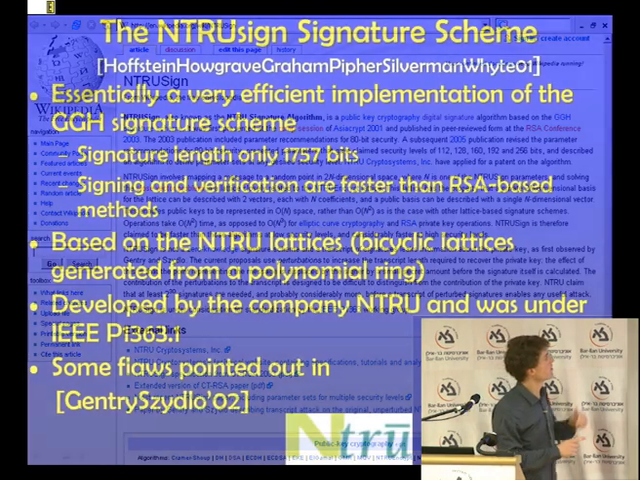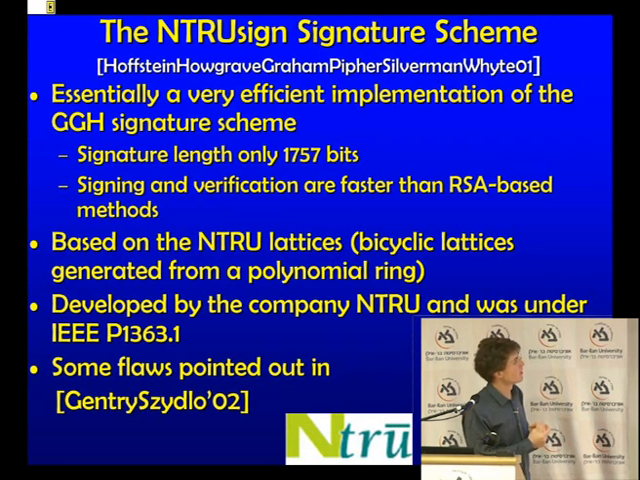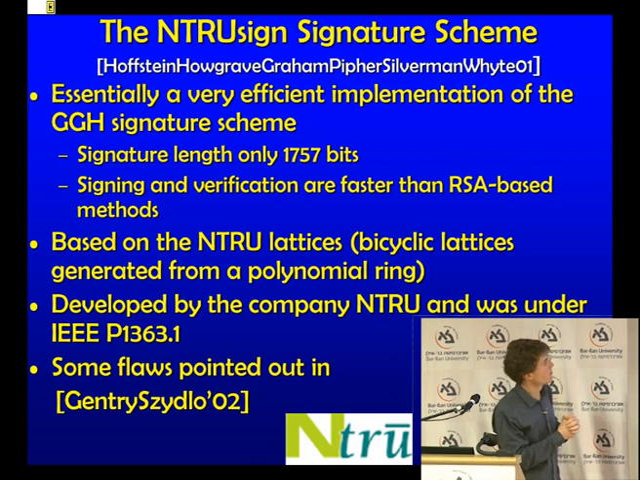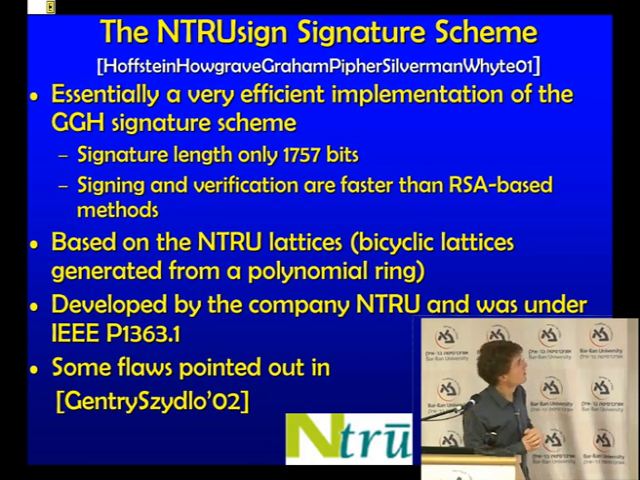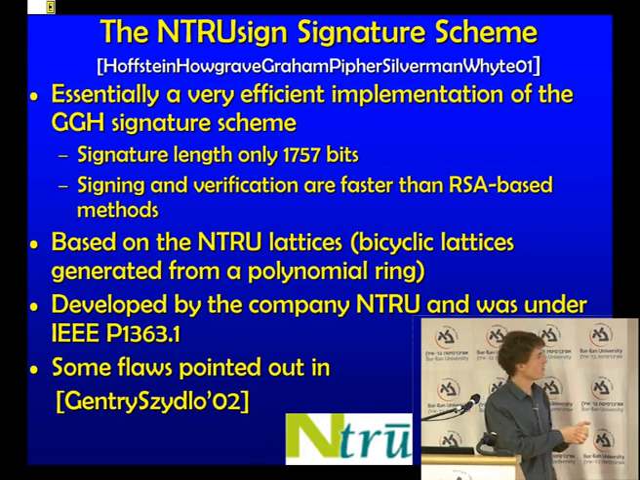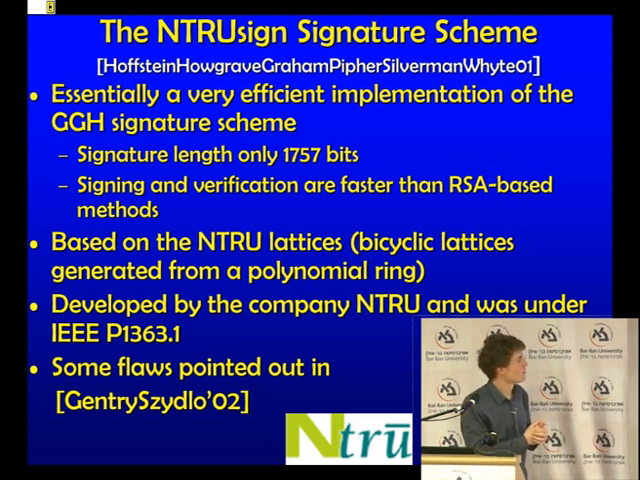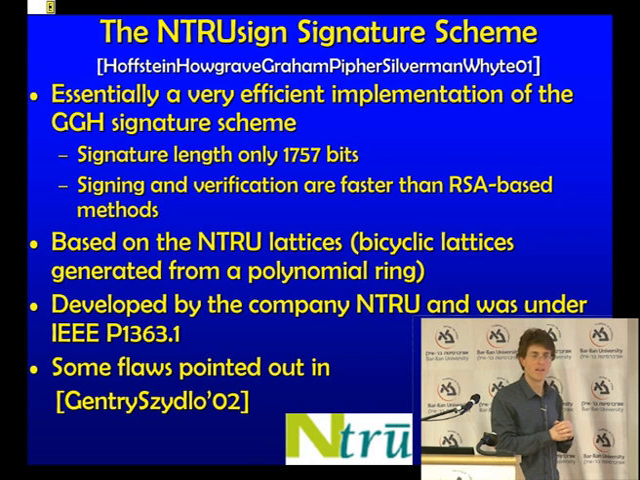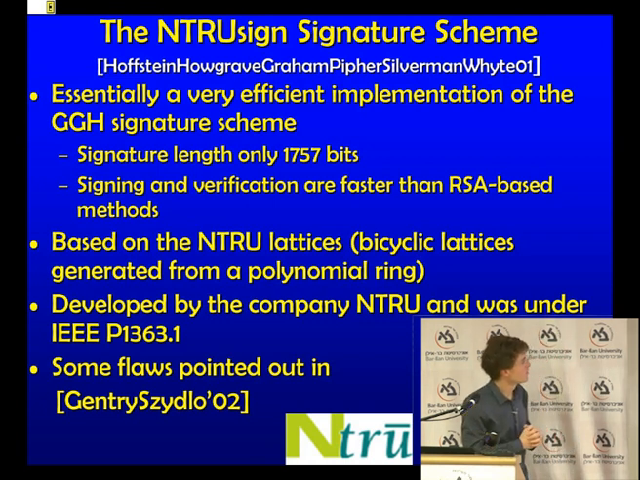So just a few more details. This originates in the paper by Hoffstein, Howgrave-Graham, Pipher, Silverman, and Whyte in 2001. There are actually only five authors here, not six. And it's essentially, as I said, a very efficient implementation of GGH. I won't tell you exactly how this works. It's actually quite sophisticated. And what they managed to get is signature lengths that are amazingly short, essentially less than 2,000 bits. That's even less in bytes, even less in kilobytes.